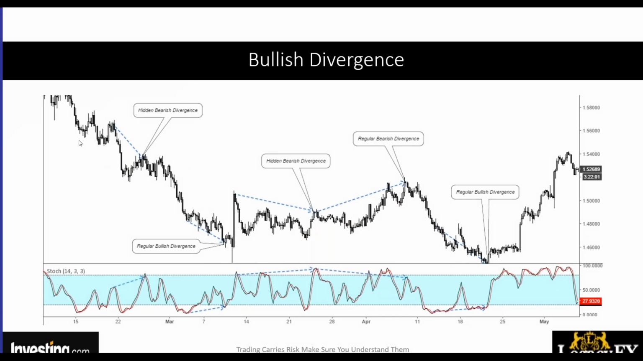So again, we can see it right here. Price is moving down, making lower highs, lower lows. Price here forms a low, forms down here and makes a lower low, while the tops of our indicator are making a low and then a higher low or a higher high. So it's moving in the opposite direction of price.